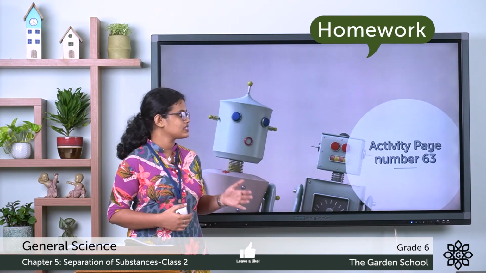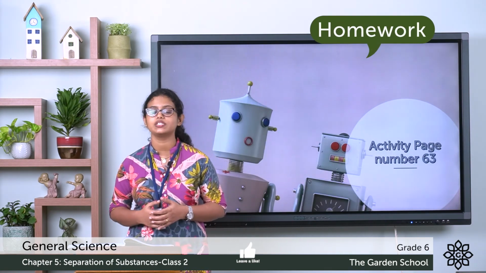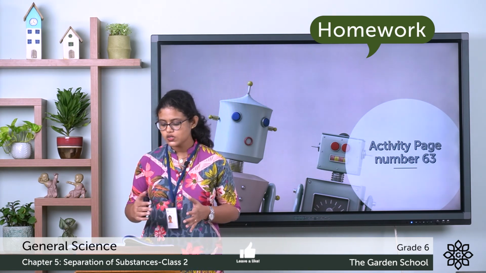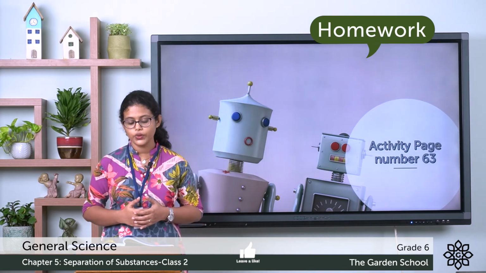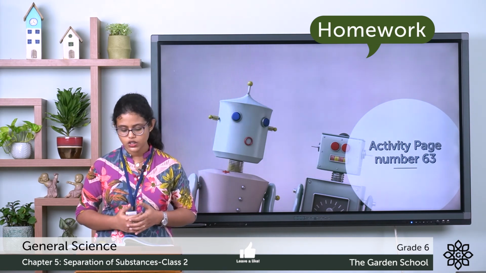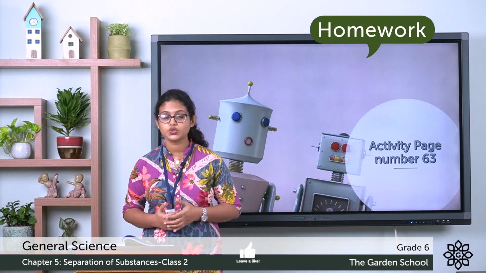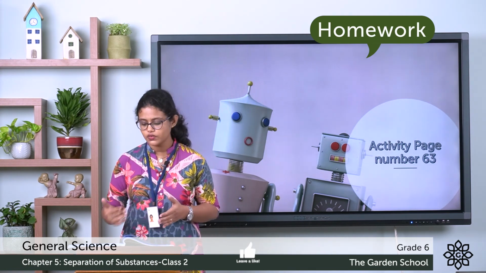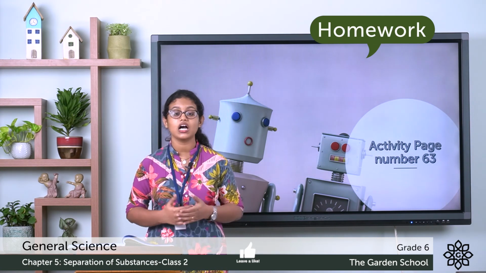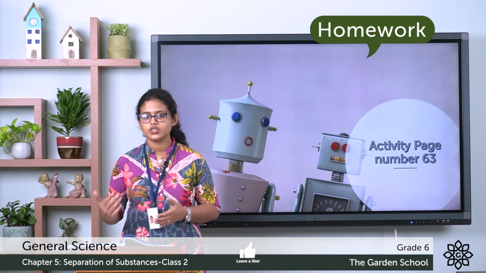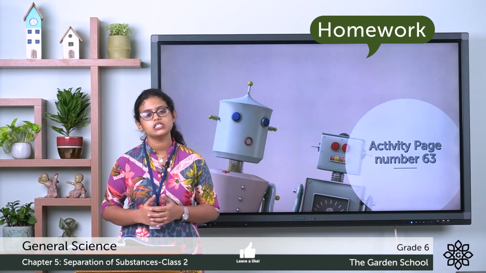The next one is activity. You have the activity on page number 63. The following items are given: wheat or rice flour, whole wheat or rice, cumin or mustard seeds, sugar. You have to sieve these items using a household sieve and then record your observation in the table.